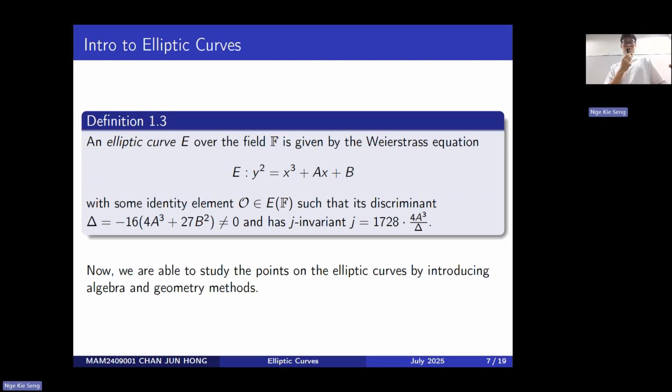So with the previous two definitions, we can move on to define what an elliptic curve is. An elliptic curve E over the field F is given by the Weierstrass equation y^2 = x^3 + ax + b with some identity element O. We'll be defining this later on. It has the discriminant given previously, which does not equal 0, and also the J invariant given previously. Now we are able to study the points on the elliptic curves by introducing some methods from algebra and geometry.